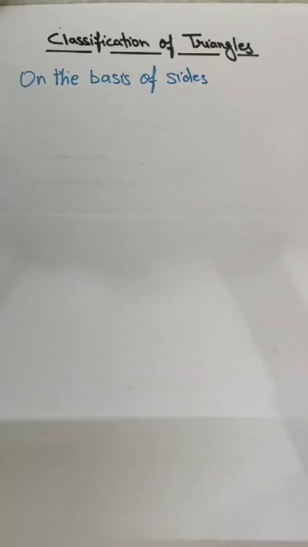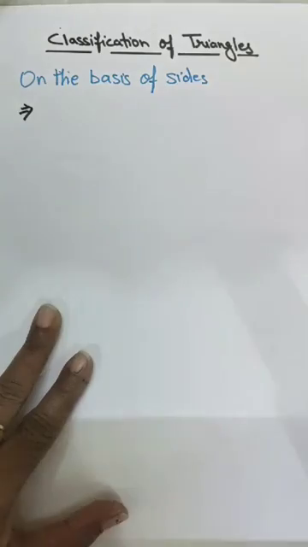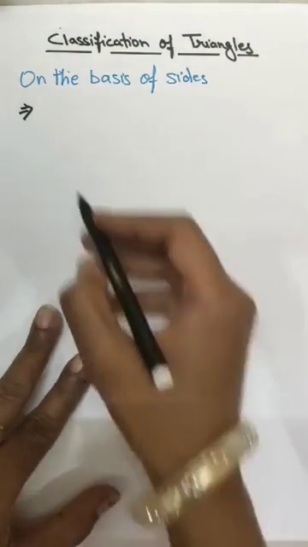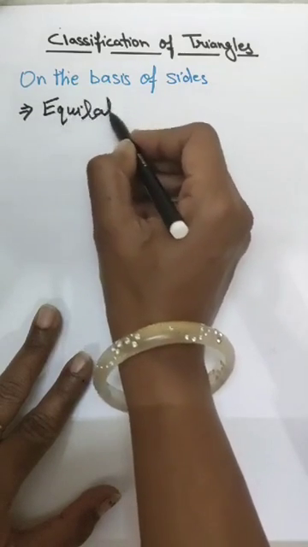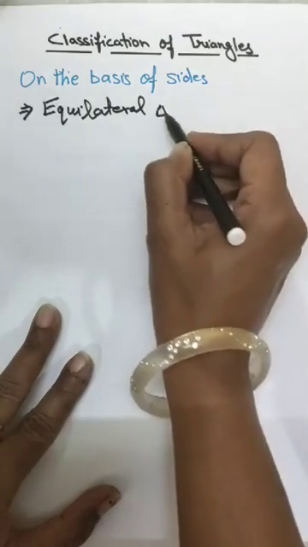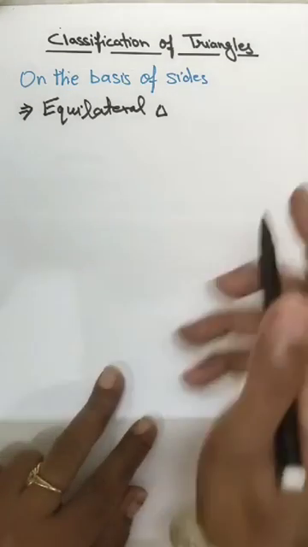Now our next topic is classification of triangles. We can classify triangles on the basis of sides and on the basis of angles. First of all, we will take on the basis of sides, meaning when sides are given to us. When sides are given to us, the first we can classify is the equilateral triangle. What is an equilateral triangle? A triangle whose all the three sides are equal.